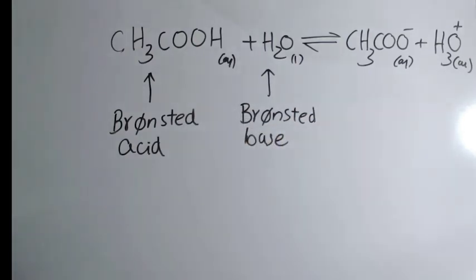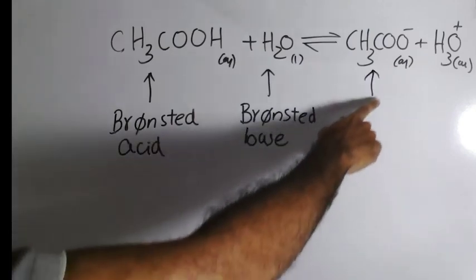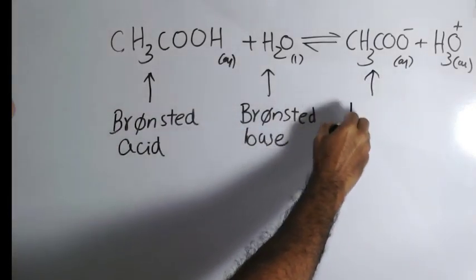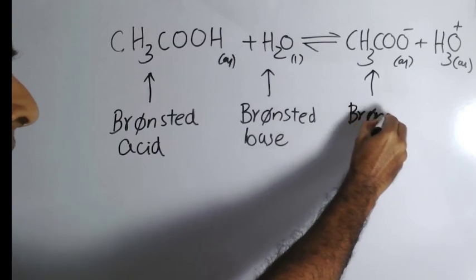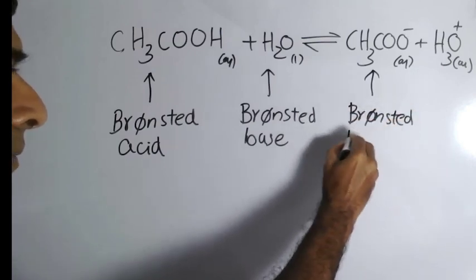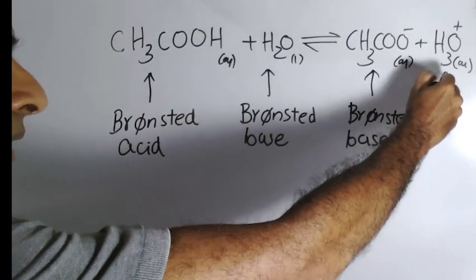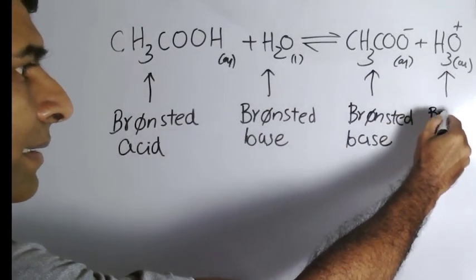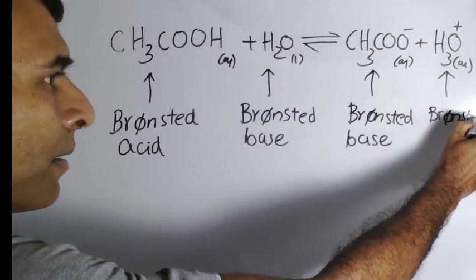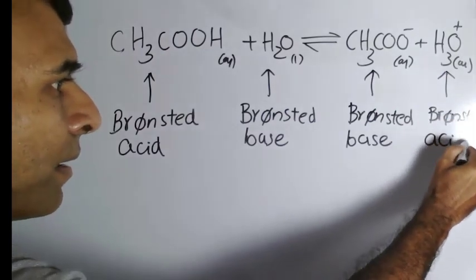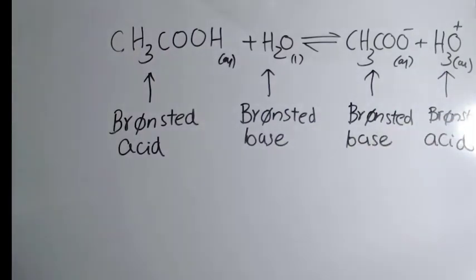This is a reversible system. In the reverse reaction, acetate ion accepts a proton from hydronium and produces back acetic acid. Then this acetate ion acts as a Bronsted base. Hydronium ion donates a proton, then it acts as a Bronsted acid.